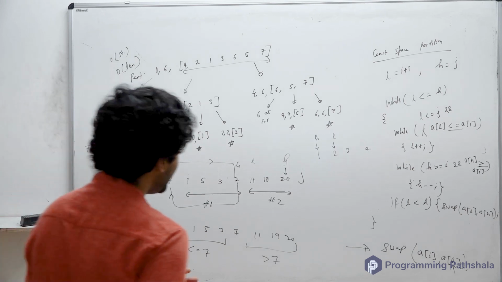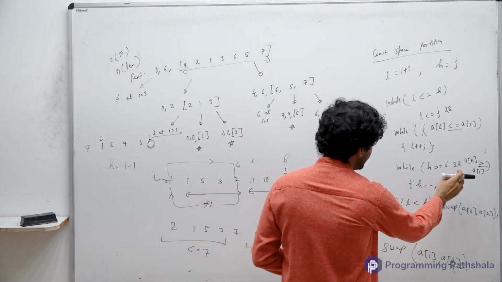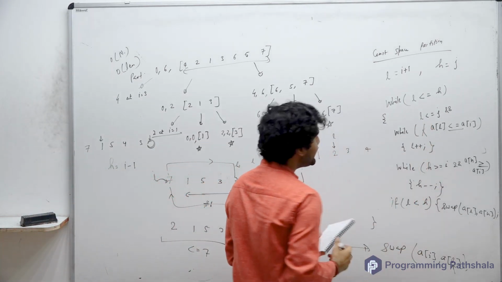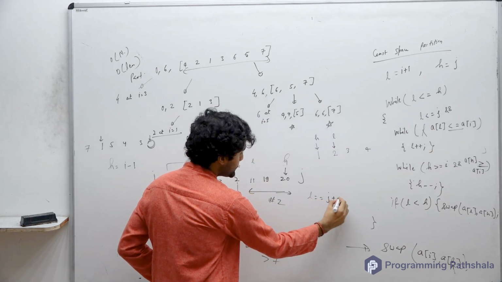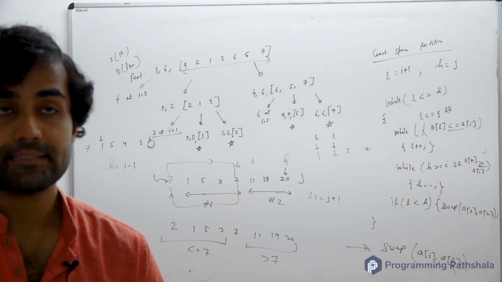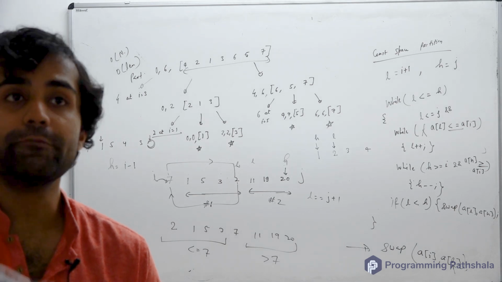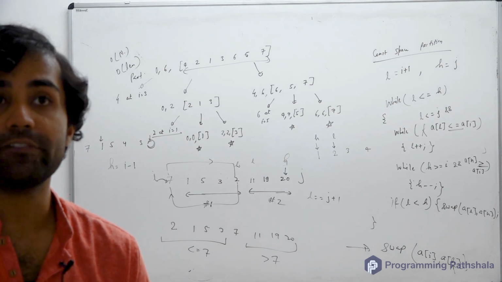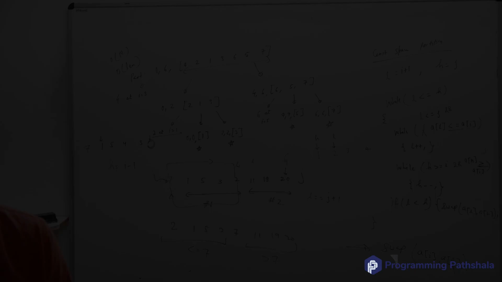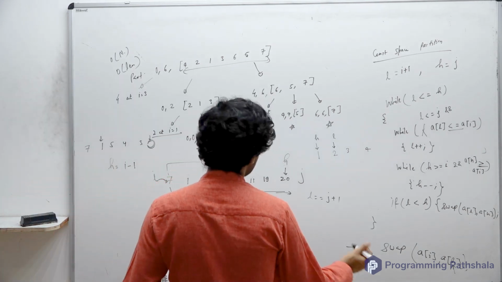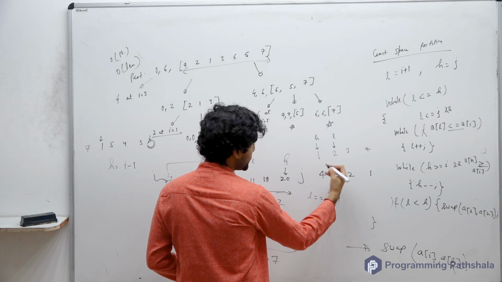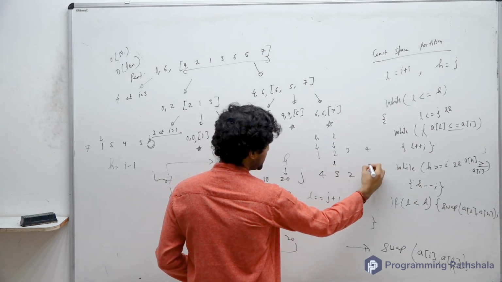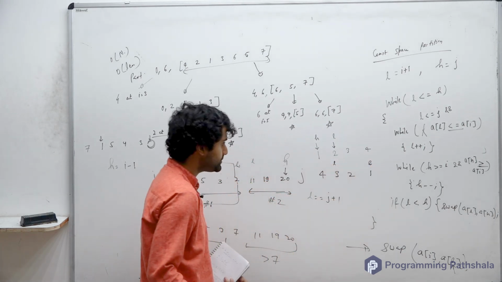But in the case of L, can it happen that L becomes equal to j plus 1? Yes, in the case of L it can happen. Can you give me an example of an array for which L will become j plus 1? If the array is sorted in descending order, very good. So if the array is 4, 3, 2, 1, in that case your L will be here, your H will be here.